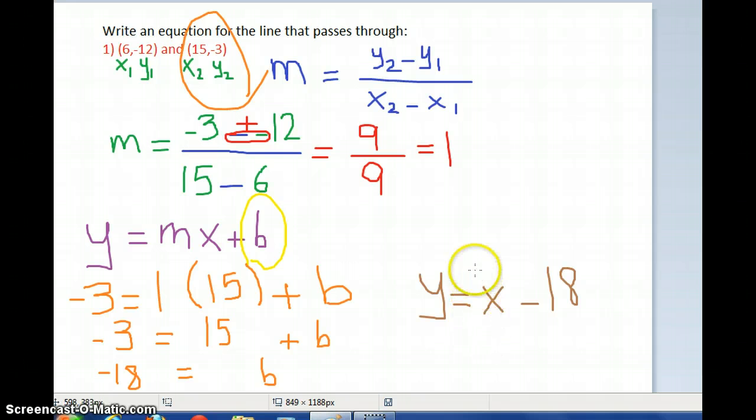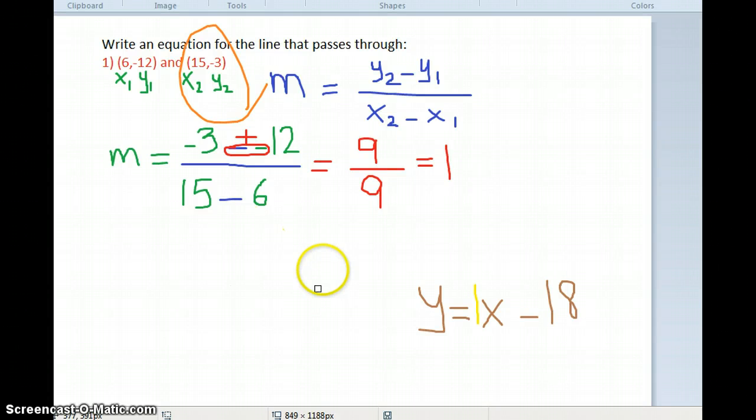M is 1, and we know that 1 times x is still x. So I can write the 1, or I can keep it hidden. Either way is correct. And the b is negative 18. So all I did is I plugged in m and b. Don't forget to plug in m. M is 1. In that case, I can write 1 like that, or I can just not write it because 1 times x is still x. And that's the equation.